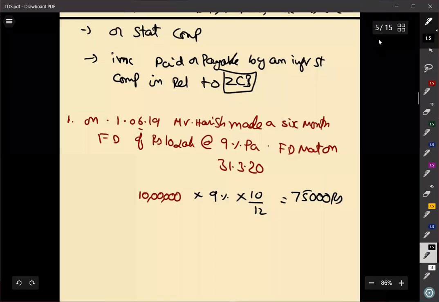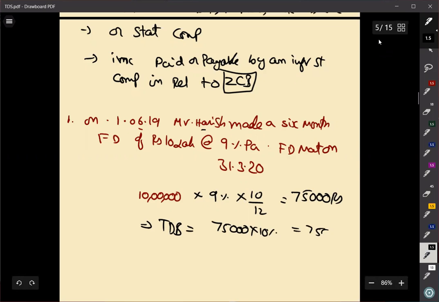If the amount of interest does not exceed 40,000 per annum, assuming Harish is not a senior citizen, the bank need not deduct any sort of TDS. But here, the amount is 75,000, exceeded 40,000. So hence, the TDS required to be deducted is nothing but 75,000 into 10%, 7,500 rupees is the TDS which you are supposed to deduct. That's what is the first.